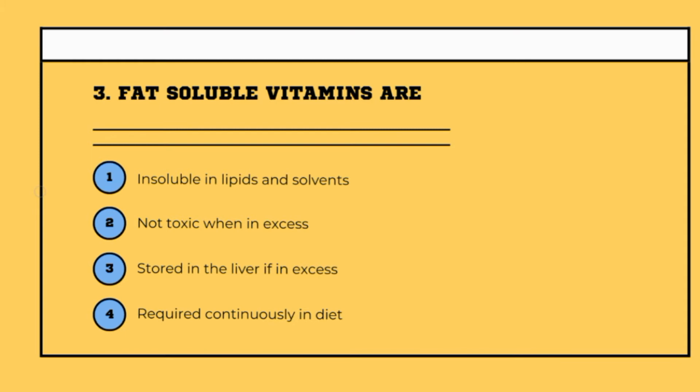Well, the answer in this question is number 3. Stored in the liver if in excess. Remember that water-soluble vitamins are not toxic when in excess, and they are required continuously in diet. So, fat-soluble vitamins are the ones which are stored in the liver if in excess. So the answer to this question is number 3. Let's go to question number 4.